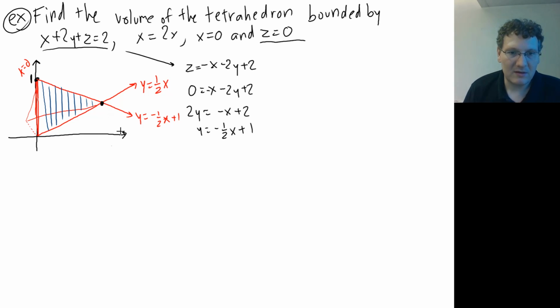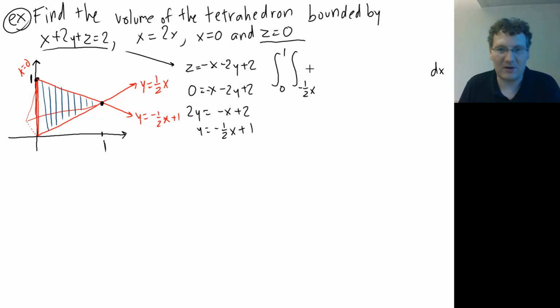What's this intersection point? Well, it should be pretty clear here, because it goes down by 1/2 for every 1 unit across. This line goes up by 1/2 unit every 1 unit across, so it's actually at 1. So I'm going to set this up where x is going to go from 0 to 1, and y is going to go from... I'm sorry, the lower bound is just 1/2 x, and the upper bound is negative 1/2 x plus 1.